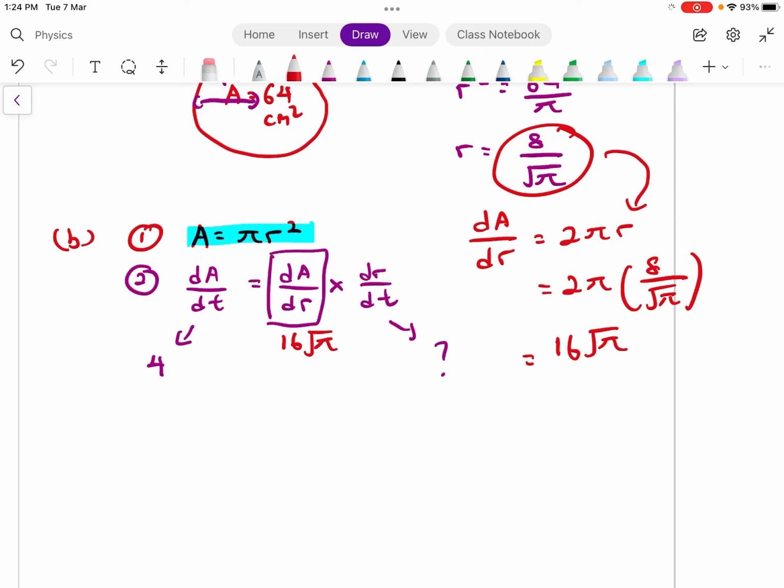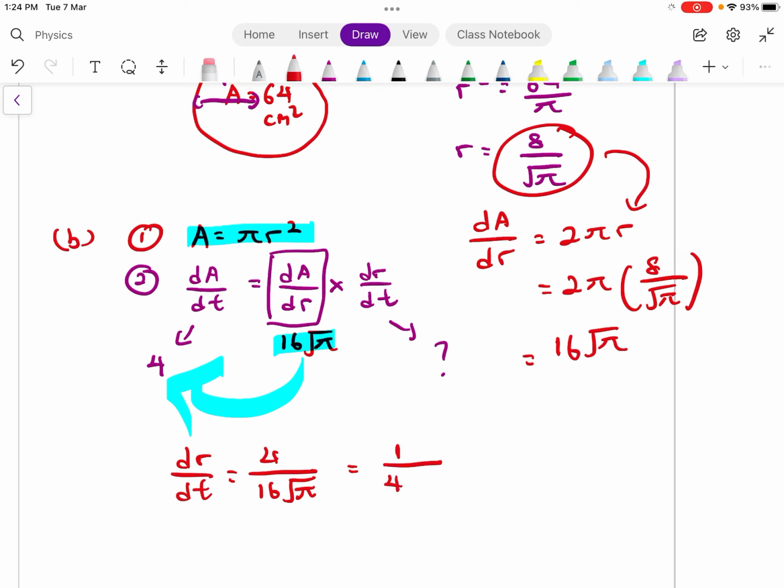So now I can find dr/dt. I simply move this to the left hand side, so dr/dt is equal to 4 divided by 16 square root pi, which equals 1 over 4 square root pi. So the radius is increasing at the rate of 1 over 4 square root pi cm per second. So that's how you do this question.